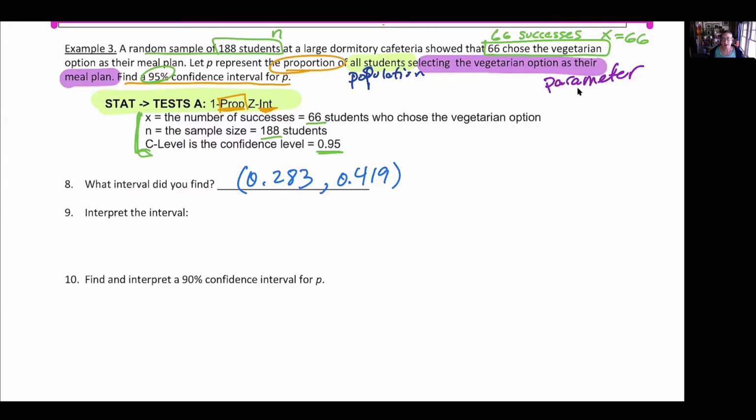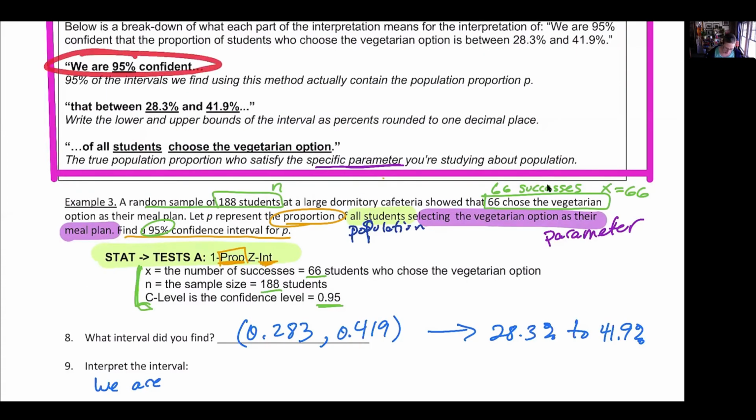So then interpret that interval. Think about what that would mean. Okay, so I've got this here. Remember, these are percentages, right? So I can translate those. This means 28.3% to 41.9%. So what that means is we are 95% confident.